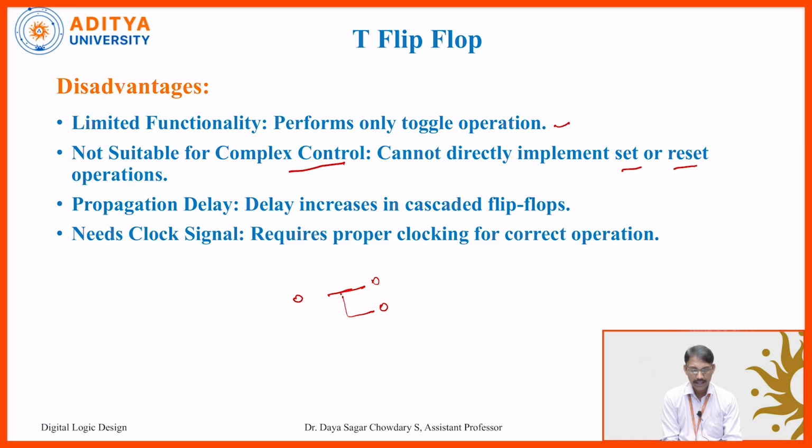Complex controls are not suitable. Coming to propagation delay, the delay increases in cascaded flip-flops. That means if we increase the number of flip-flops in cascade, the delay is also more. We call that a propagation delay. It also needs a clock signal. The input is only one, that is T, and it requires the clock signal CLK, and outputs are Qn and Qn bar or Qn plus 1, the next state. It requires proper clocking for correct operation.